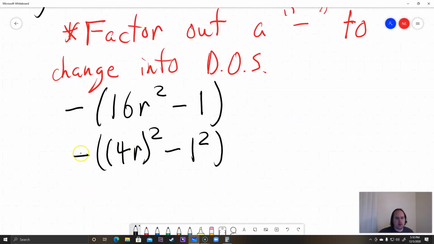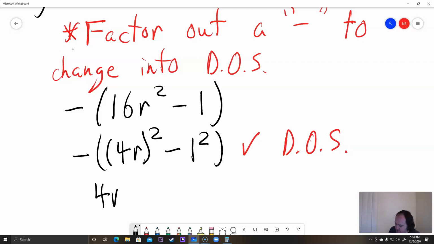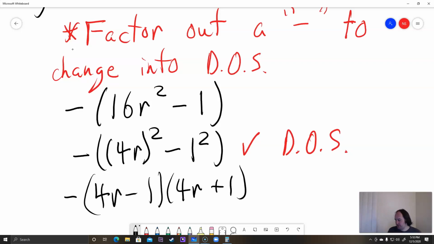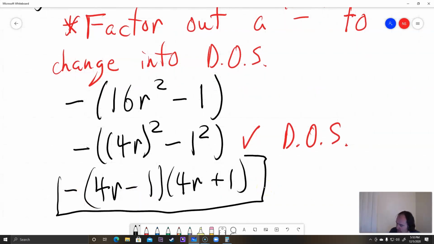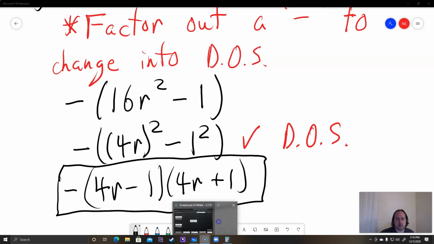Okay? So since we factored out that minus, now we were able to go ahead and write it as a positive thing squared minus something squared. So now it's the difference of squares. So this is the difference of squares. Okay, so it factors as the first thing minus the second thing times the first thing plus the second thing. Okay, 4r minus 1 times 4r plus 1. And then just don't forget, you still have a minus out front. So that's included in your answer. Okay, so our answer is negative of 4r minus 1 times 4r plus 1. Pretty cool, huh?